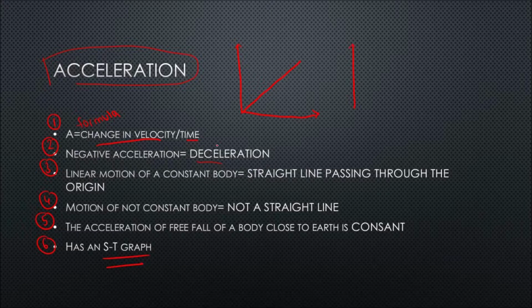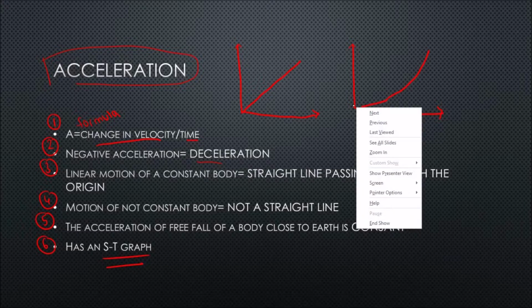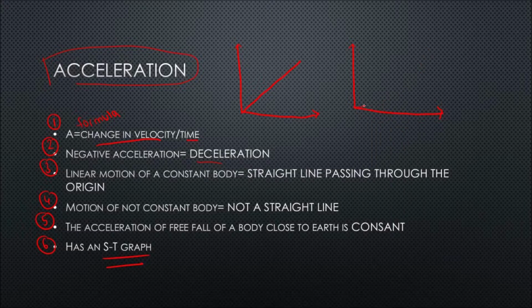However, in the other case, which is number 4, it's not a constant body, so it would not be a straight line. Instead, it would be a curved line like this, and it would be increasing or decreasing. Now, the acceleration of free fall of a body close to Earth is constant.